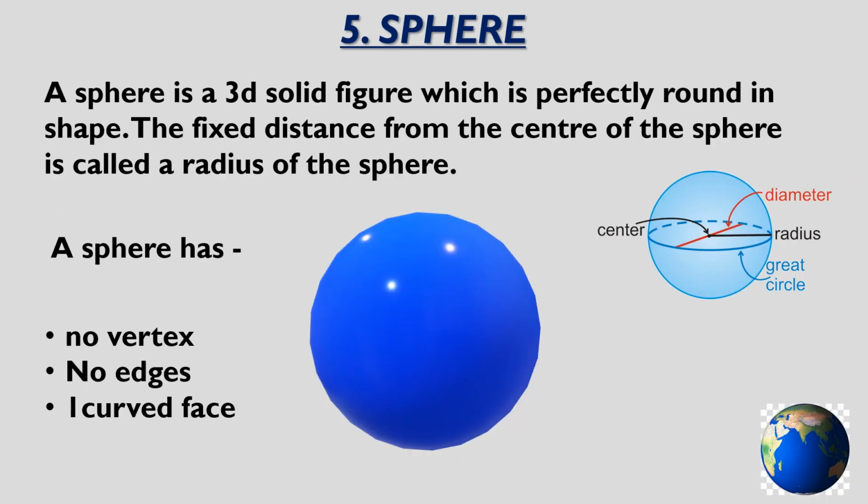Fifth is sphere. A sphere is a 3D solid figure which is perfectly round in shape. The fixed distance from the center of the sphere is called the radius of the sphere. A sphere has no vertex, no edges, only one curved face.